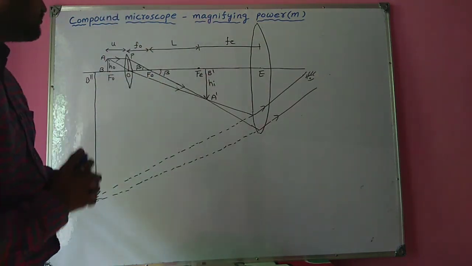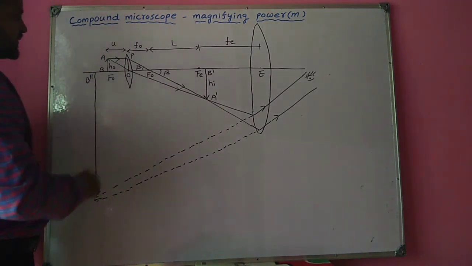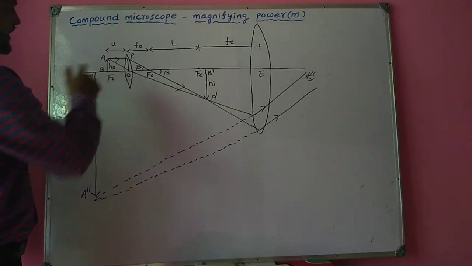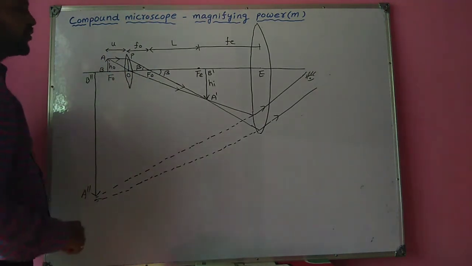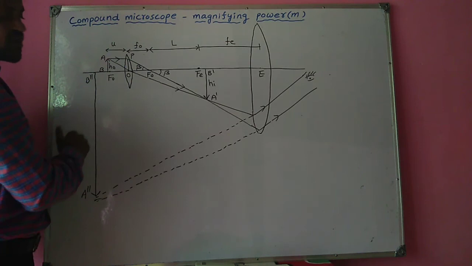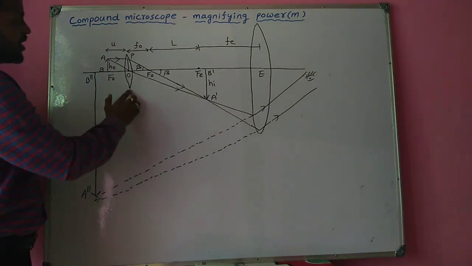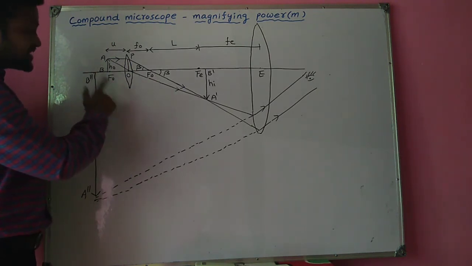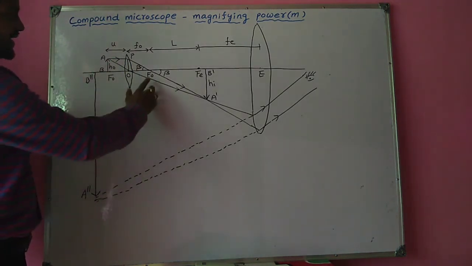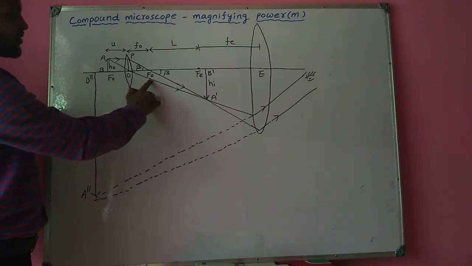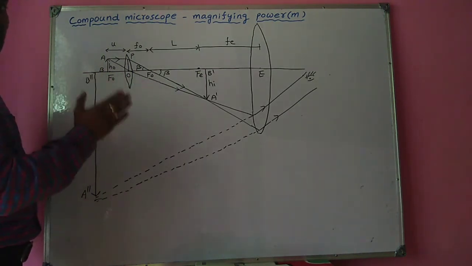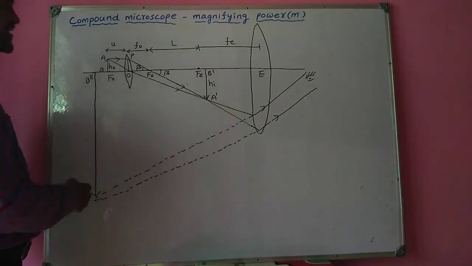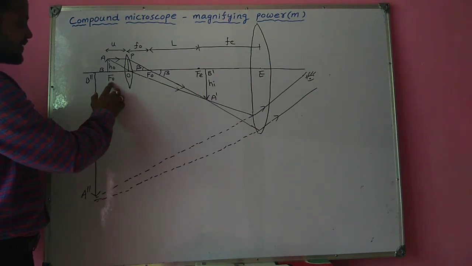large aperture. Now let us consider an object AB. AB is the object. The height of the object is HO. The object is placed beyond the principal focus of the objective. FO is the first principal focus of the objective. Here this FO is the second principal focus of the objective. Any lens has two focal points, the first principal focus and the second principal focus. So this FO is the first principal focus of the objective.